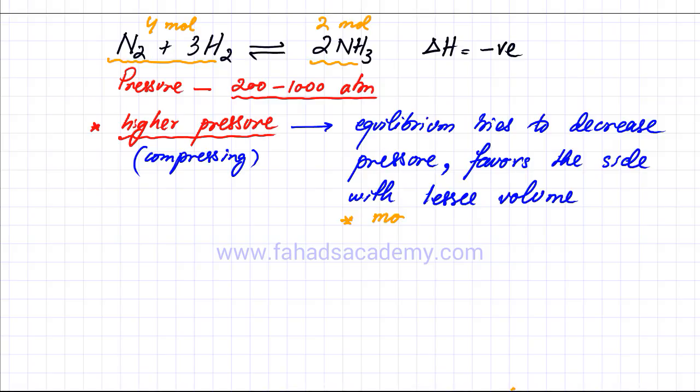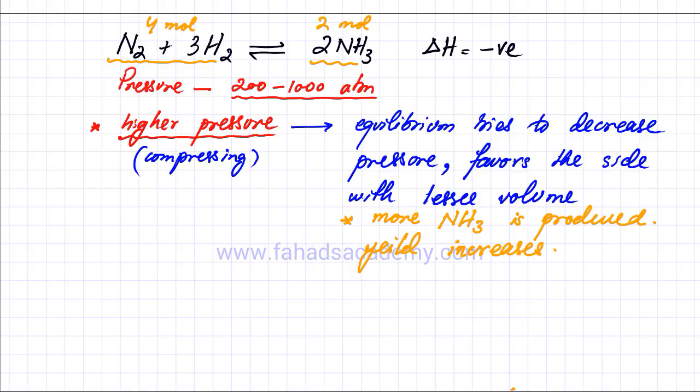More NH3 is produced, which is a good thing. Your yield increases. Our output increases, which is also a good thing. So, what's wrong with using a higher pressure?